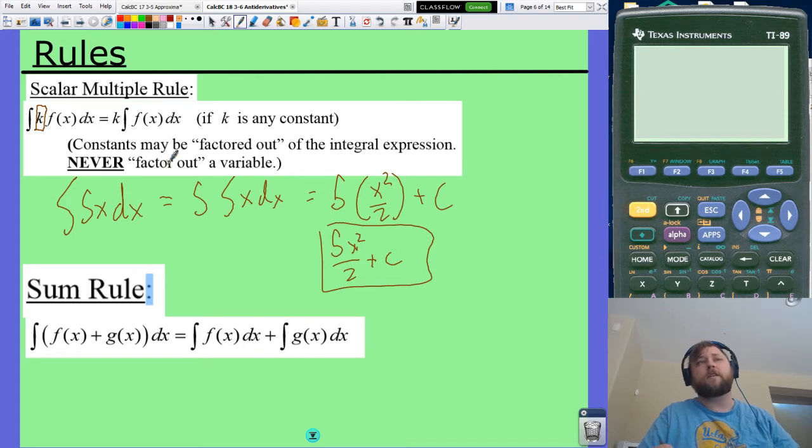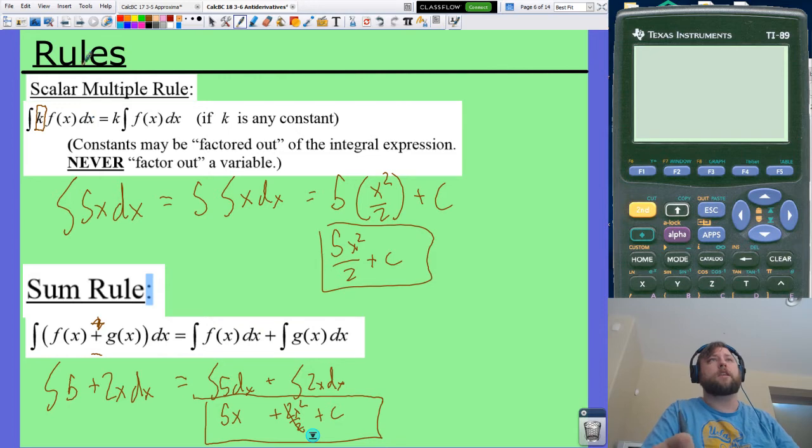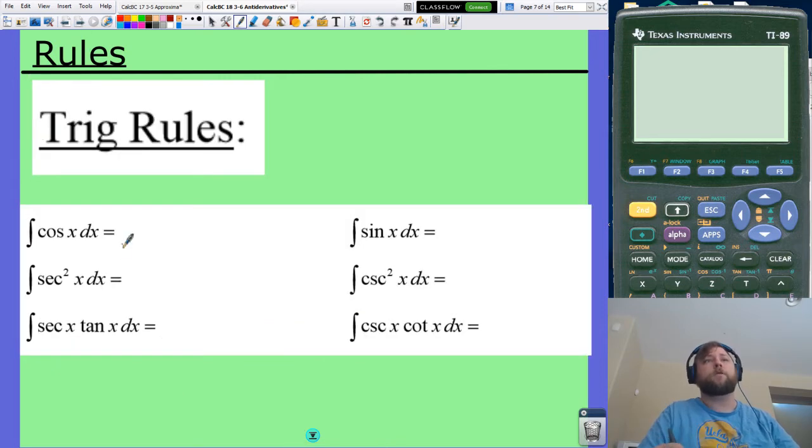All right, the sum rule says, hey, if you have different terms being added or subtracted, you can integrate each separately. So I have the integral of 5 plus 2x dx. That's the integral of 5 dx plus the integral of 2x dx. The integral of 5 dx is 5x. The integral of 2x is going to be 2x squared over 2 plus c, and you could cancel out those 2's. So you just do each term separately. Same thing with derivatives.